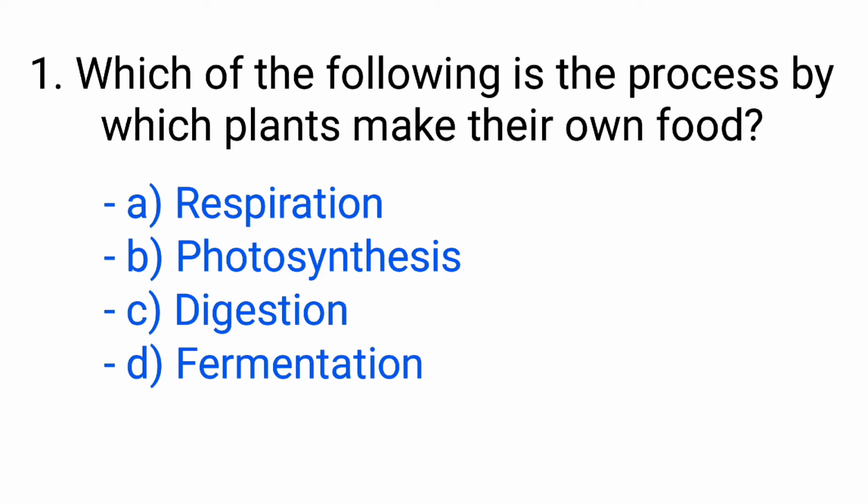Question number 1. Which of the following is the process by which plants make their own food? Option A. Respiration. B. Photosynthesis. C. Digestion. D. Fermentation. The correct answer is option B. Photosynthesis.